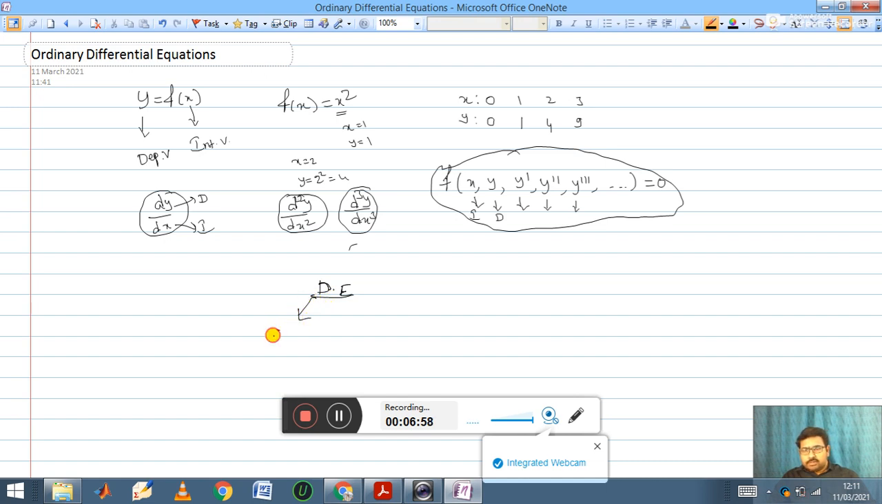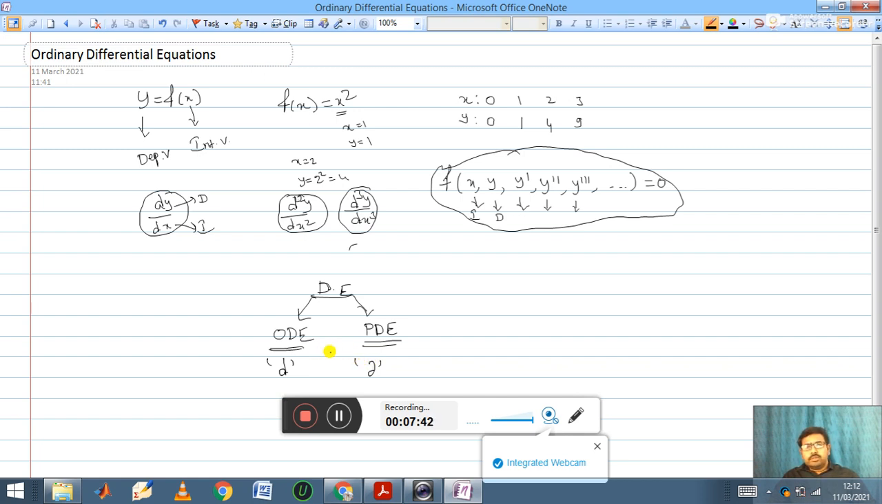The first is ordinary differential equations and the second is partial differential equations. Differential equations are classified in two ways: ODE, which refers to ordinary differential equations, and PDE, partial differential equations. In ordinary differential equations we use the notation D, which refers to the total derivative. In partial differential equations we use the symbol dou.